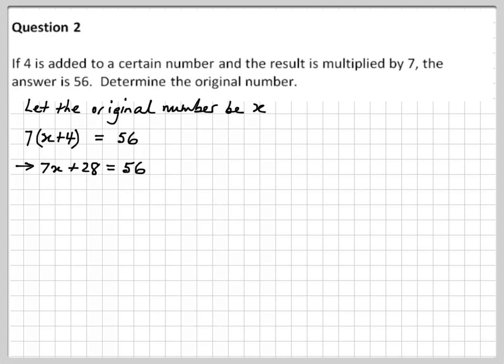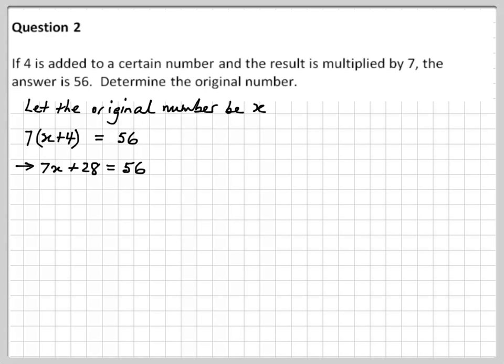Now do you see how I did that? 7 times x plus 7 times 4. 7 is times to everything in the bracket. Yes? Now, which side do you want to have your x's on, and which side do you want to have your numbers on? That is your next decision. I think we'll have the x's on the left. Is that okay with you?